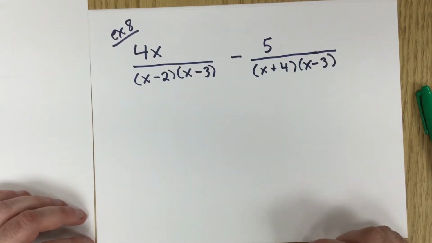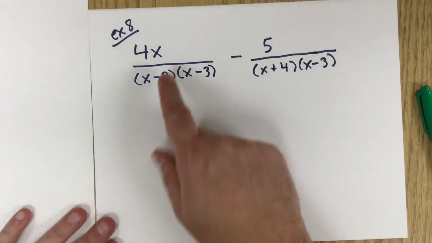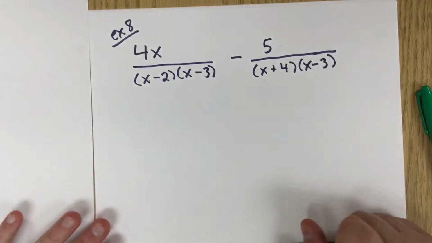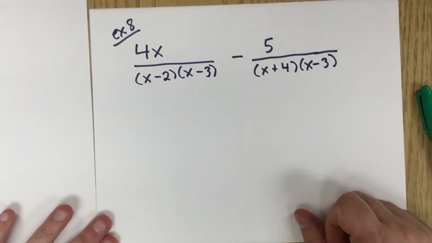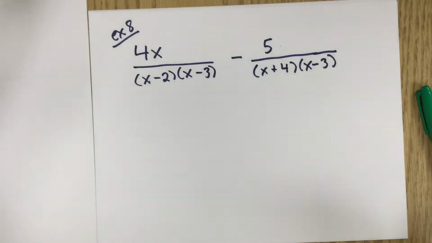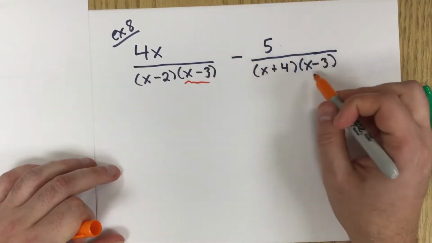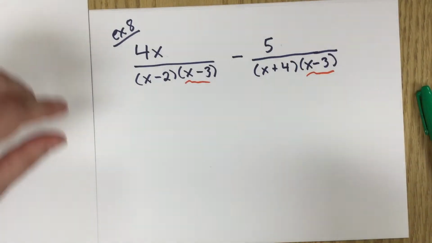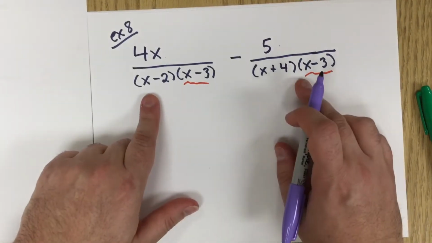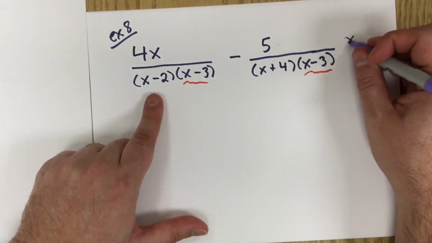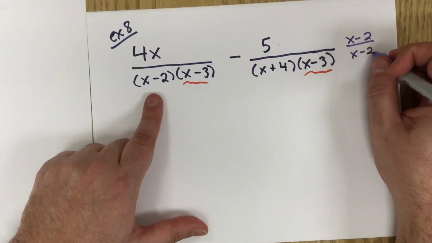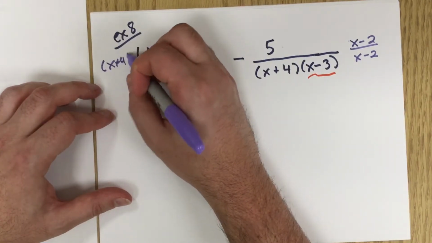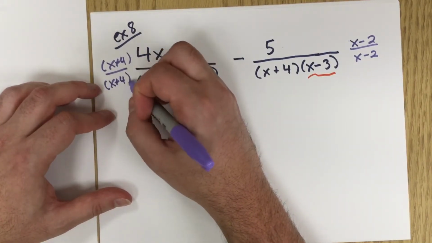Okay, so the next example is going to be a bit longer. So we have 4x over (x minus 2)(x minus 3) minus 5 over (x plus 4)(x minus 3). We notice that we have one of those common things, so we're not going to multiply both of them by the common thing, because that's unnecessary. We are going to have to multiply this one, though, by x minus 2 over x minus 2. And we're going to have to multiply this one by x plus 4 over x plus 4.